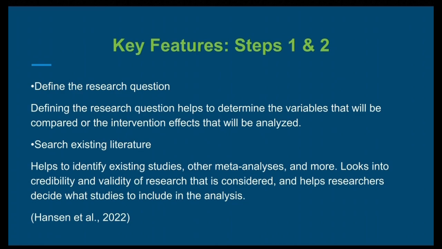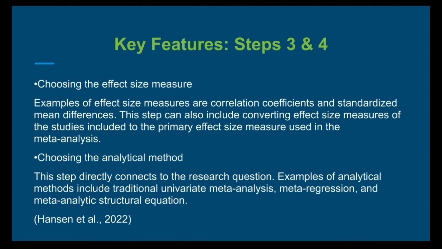The next step would be to look at already existing literature to find other meta-analyses that may have already been done, which could also help to find resources to use for the meta-analysis that is being conducted. So steps 3 and 4 of meta-analysis are deciding the effect size measure and deciding the analytical method. So first, deciding the effect size measure. Effect size is what determines the magnitude of a relationship between variables or the effectiveness of an intervention, and basically shows the significance of the findings.